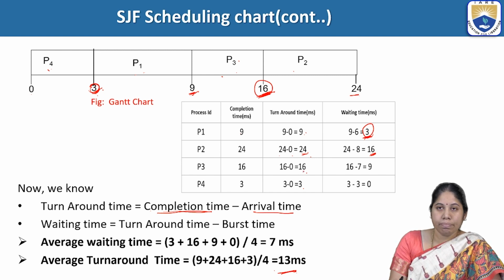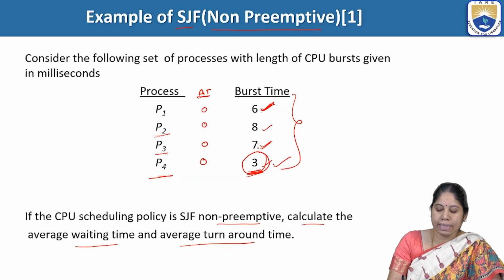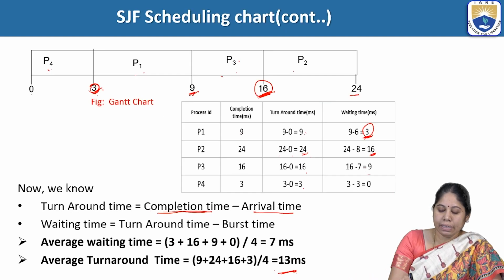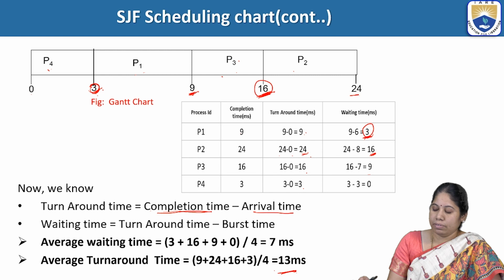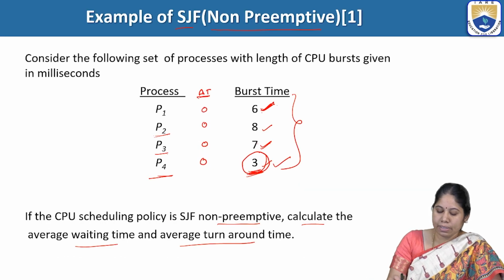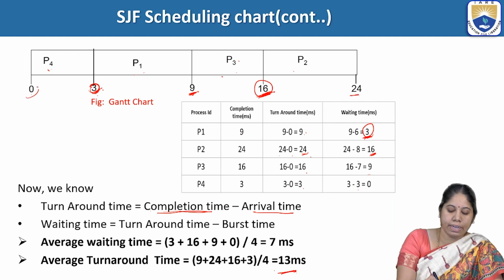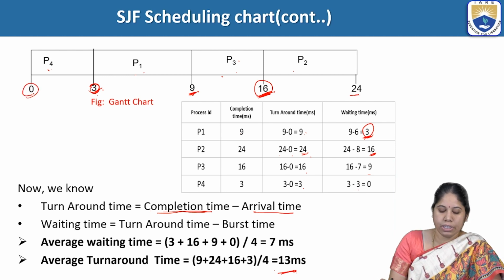Now look at P3. P3 turnaround time 16 minus burst time 7 equal to 9. So P3 waiting time is 9. In a similar way for P4, turnaround time 3, burst time is 3. 3 minus 3 equal to 0. So the waiting time for P4 is also 0.